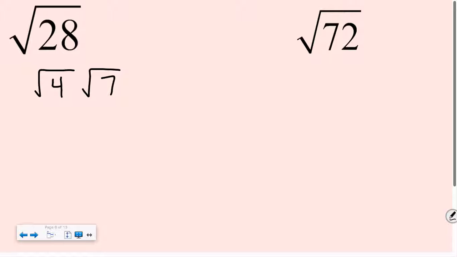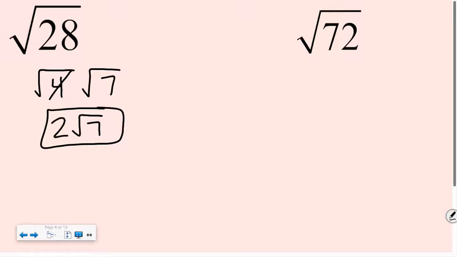I want to see how you break it down. What's the square root of 4? 2. Do you know what the square root of 7 is? So then that stays square root of 7. Simplify. Next one, square root of 72.